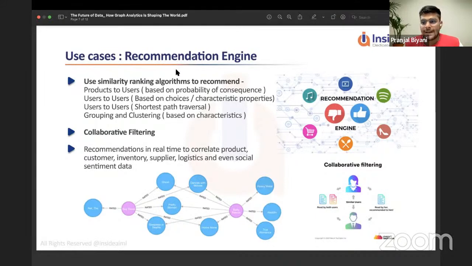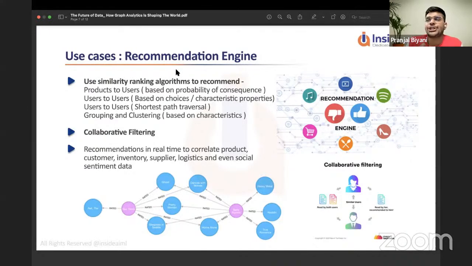Okay, cool. Moving forward. So the first use case is a recommendation engine. How does a recommendation engine work? First, we need to think of what a recommendation engine can recommend. It can recommend possible relationships, right?